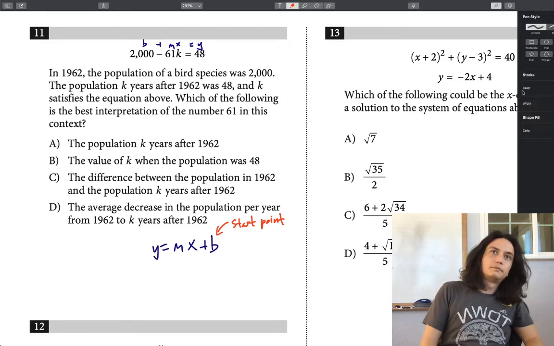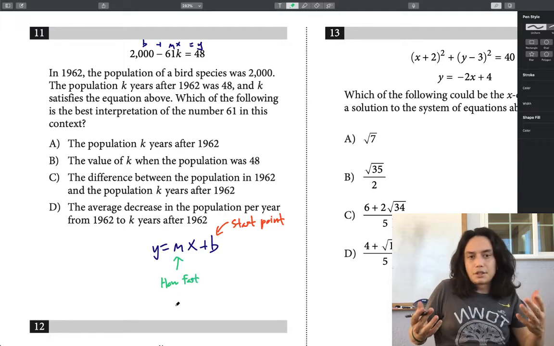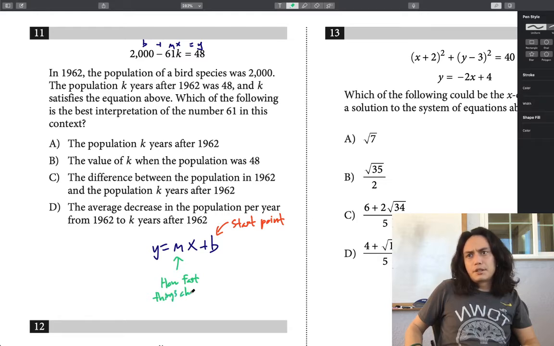The M, I'll write it in a different color. This is how much things change, or how fast things change. I mean, they could use rate of change, but this is like how much things change.